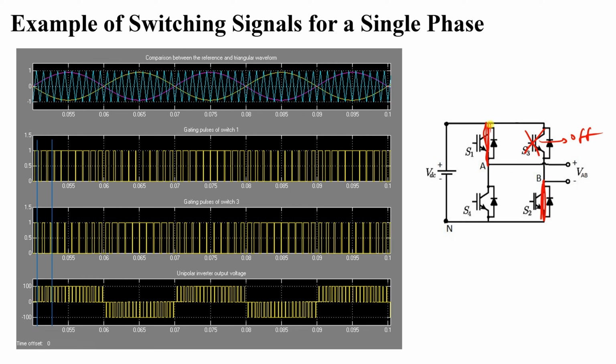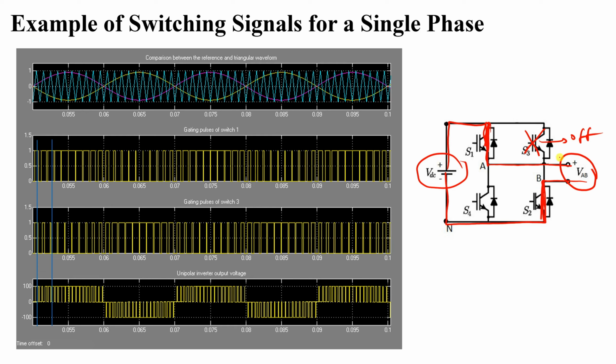So what you will see is that VDC goes to A like this, goes all the way like this, and the return is back to the supply from here. So VAB will be equal to VDC. At this point, you will find that it is maximum. VDC is 100 volt, so it is equal to its supply voltage, 100 volt.